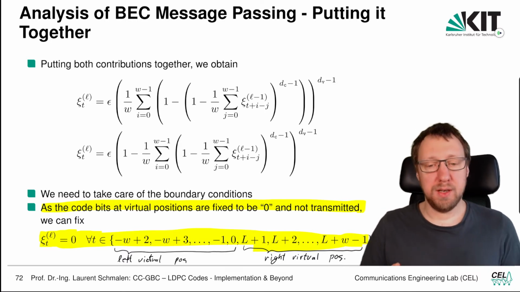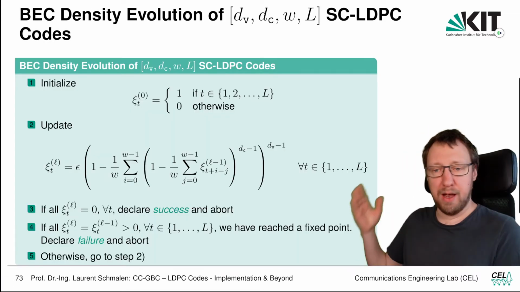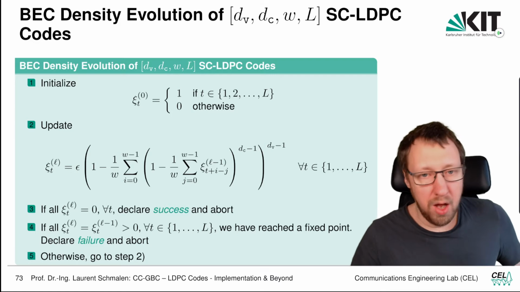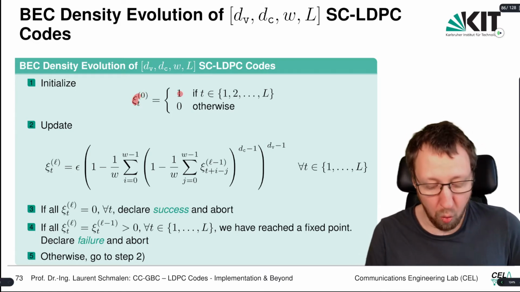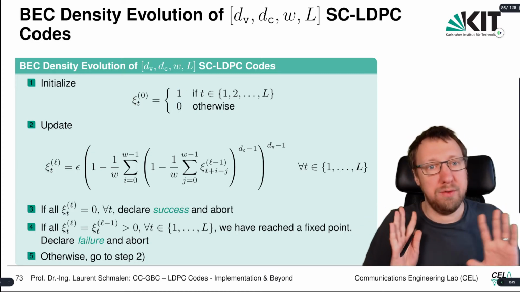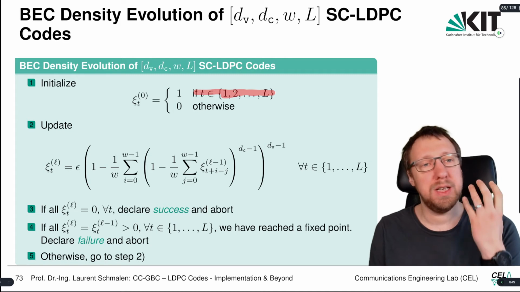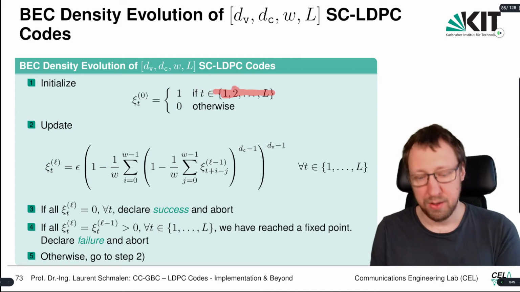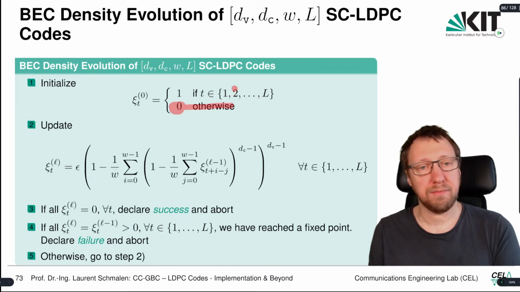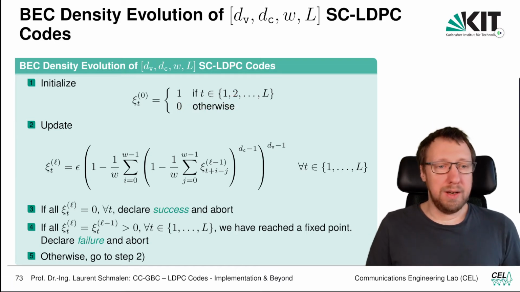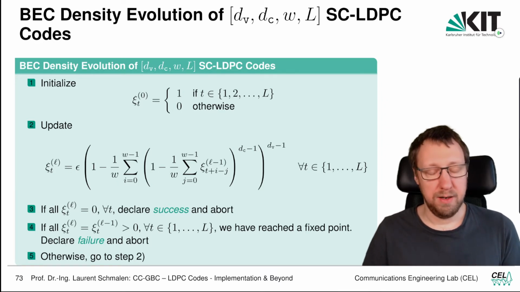Okay, so now we can summarize. So density evolution looks like this. Everything is summarized over here. We first initialize c_t^(0) as either 1, so we assume that everything is erased if we are in one of the useful positions, so one of the spatial positions that we actually transmit, so t going from 1 to L, or it's 0 otherwise. So that's the useful spatial positions and the initialization.